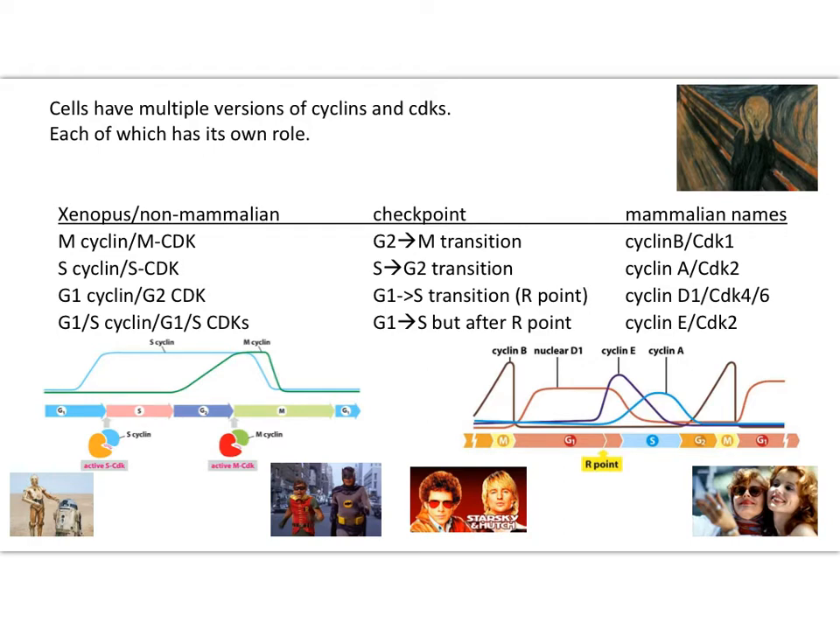Basically, we've got a big old graph here. This is what you've got to memorize. So the cell has many different versions of cyclins and CDKs. This is a take-home message.